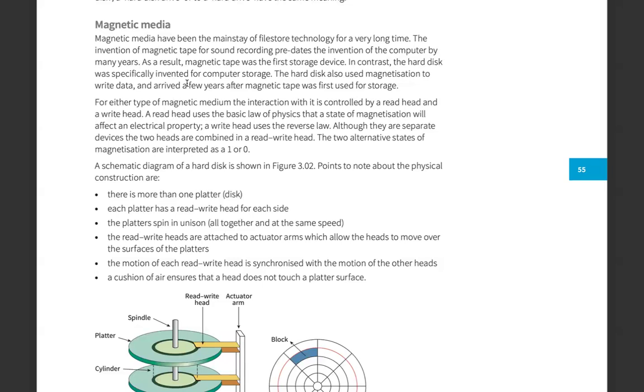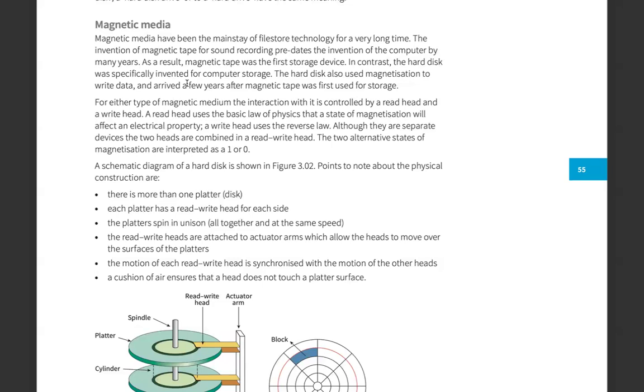For either type of magnetic medium, the interaction with it is controlled by a read head and a write head. So there are like two heads. One is for the read head. I'm talking anyway about the magnetic tape. So for the magnetic media, we have read head as well as write head.